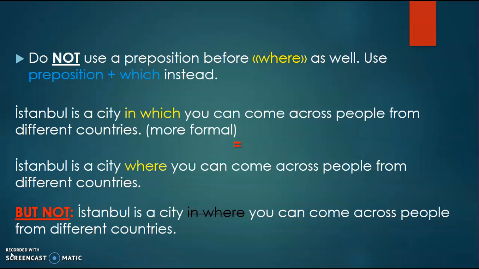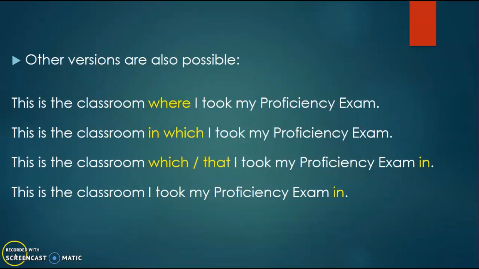Let's see the example. Istanbul is a city in which you can come across people from different countries. By the way, this is a more formal use. Istanbul is a city where you can come across people from different countries. Be careful, we shouldn't do this. Istanbul is a city in where you can come across people from different countries. This is not a possible form.